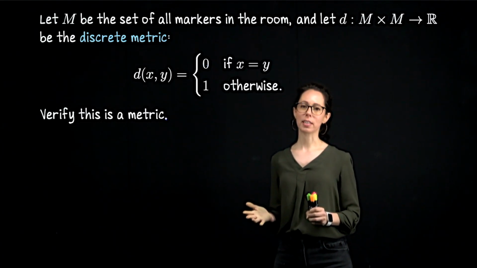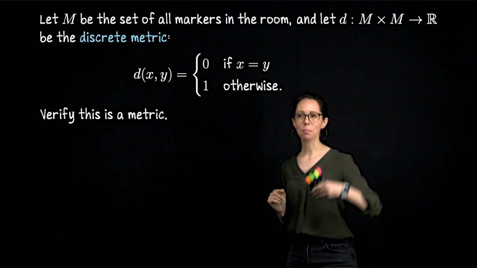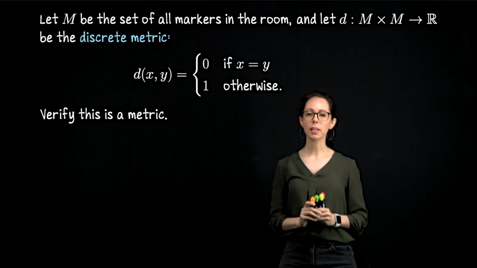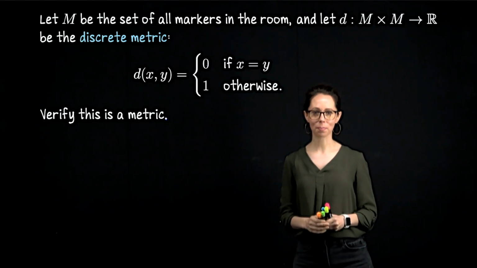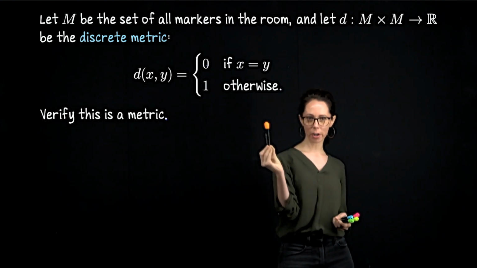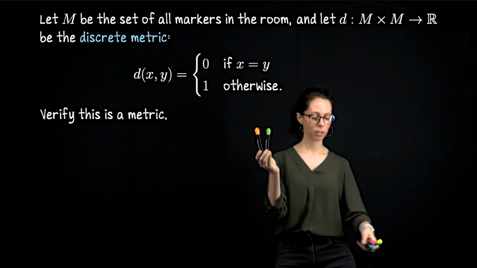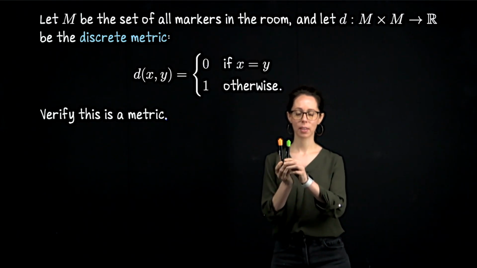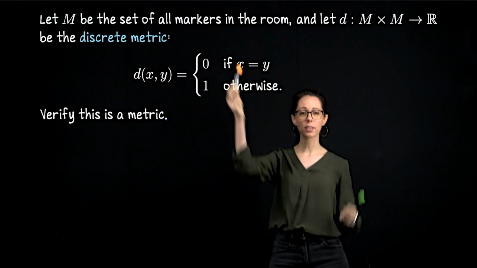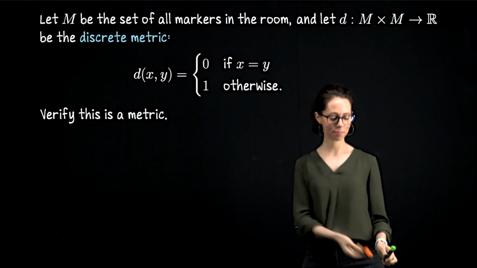The discrete metric is defined as d of any x and y from the set M is 0 if they are the same element. Otherwise, it's 1. So it's either 0 or 1. d of orange marker comma orange marker is 0. d of orange marker comma green marker is 1. The distance between these elements is still 1, always 1. So this is our notion of distance between distinct elements.